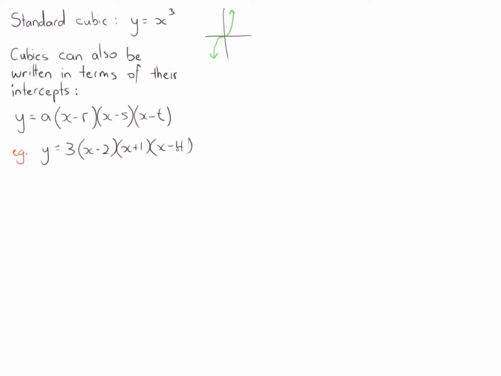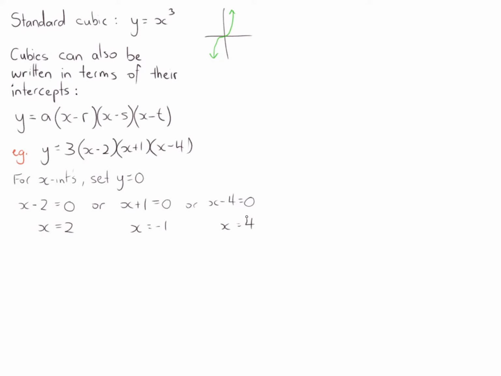What would the x-intercepts of this cubic be? Well, remember that for x-intercepts, y is 0. So we're setting y equal to 0. If this expression here is equal to 0, then any one of these brackets can be set to 0. So we could have x minus 2 equal to 0, or x plus 1 equal to 0, or x minus 4 equal to 0. Solving each of these, we get x equals 2, x equals negative 1, and x equals 4.